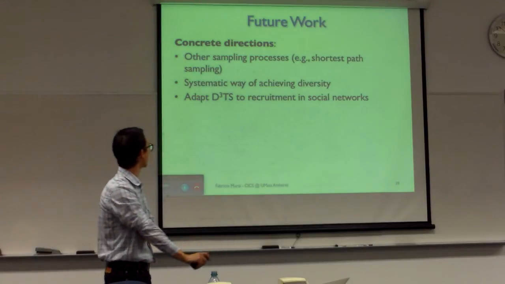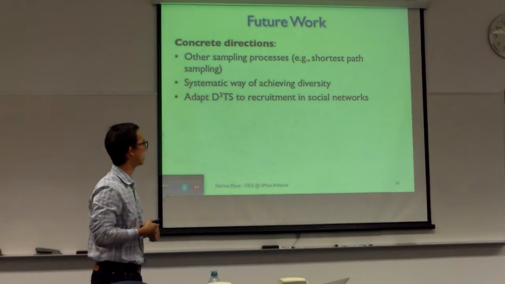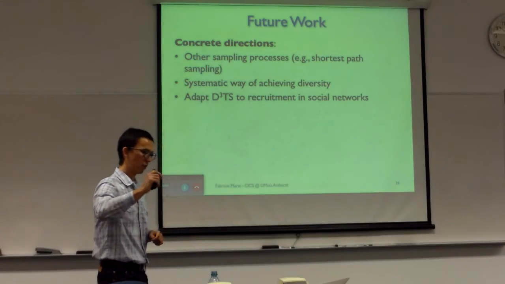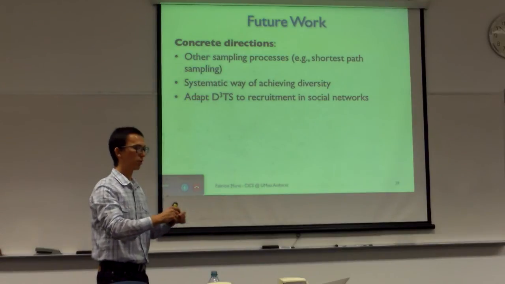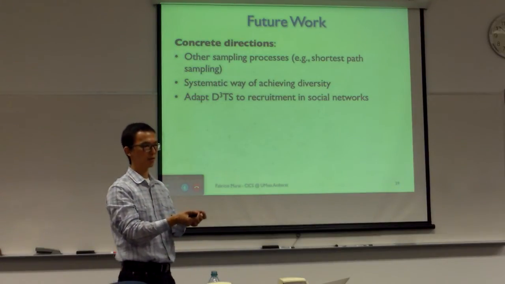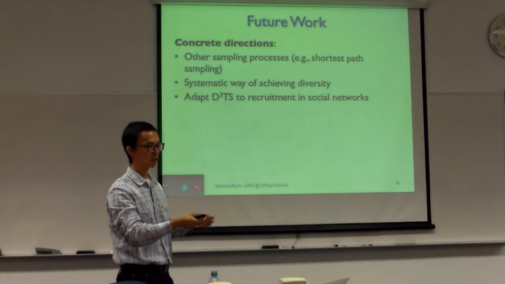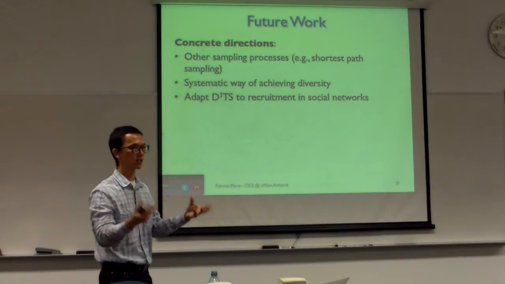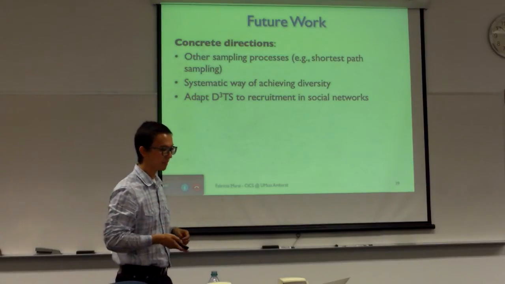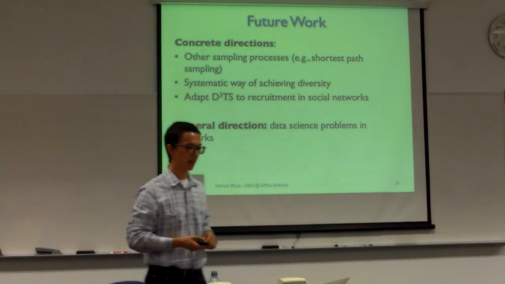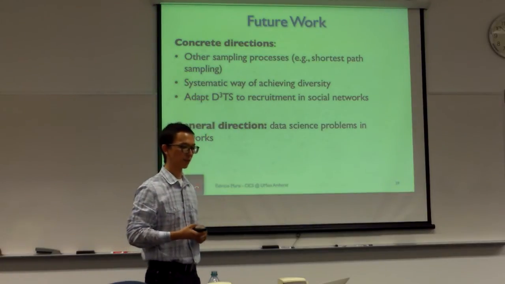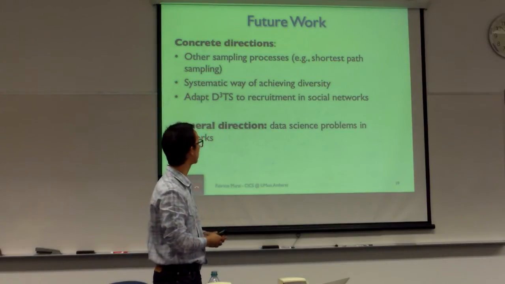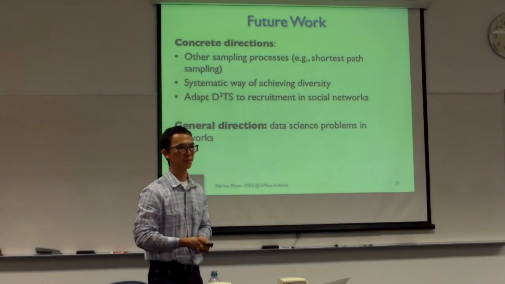And the last thing, which I found very interesting, is how to adapt DQTS to recruitment in social networks, where the characteristic we are interested in is the interest in the campaign. So if you try to recruit that individual and he doesn't want to be recruited, then you don't see his connections or his profile. So at a more abstract level, general directions for this type of research include the study of other data science problems that arise in the context of systems that can be modeled as networks.